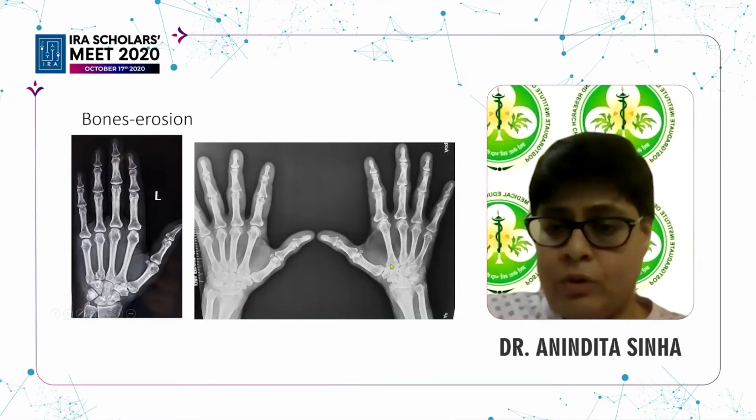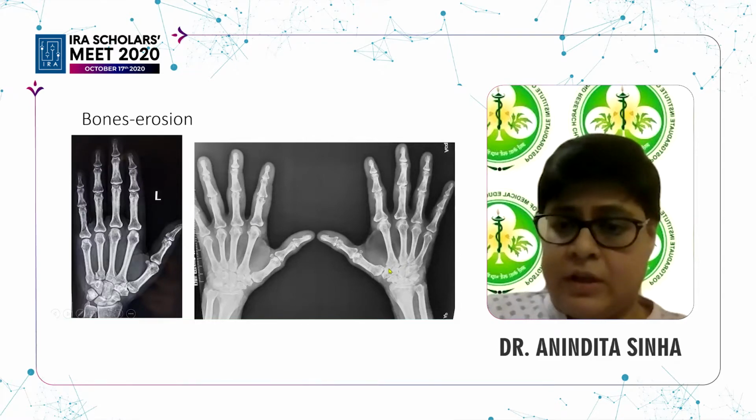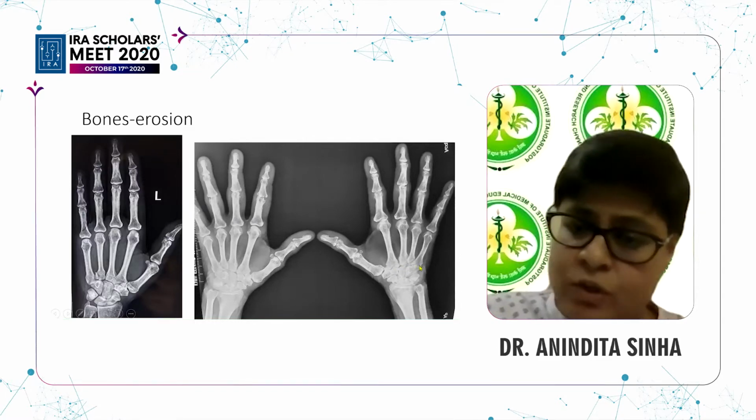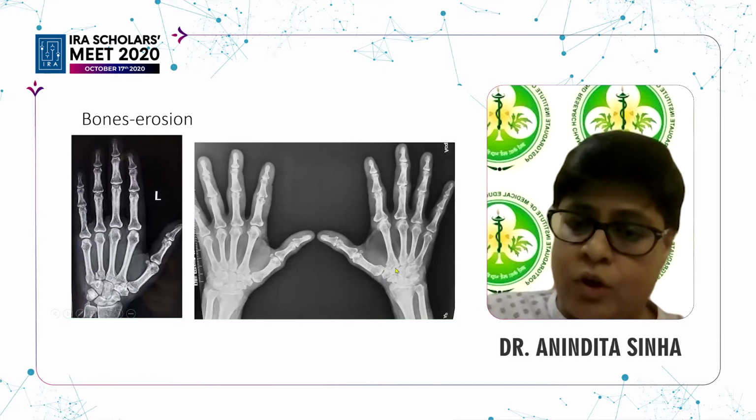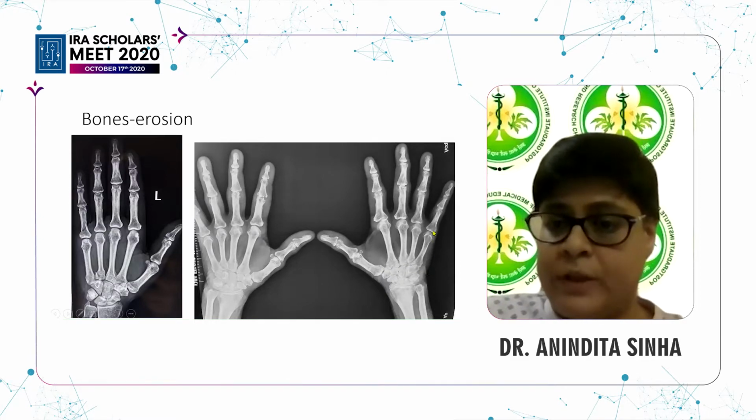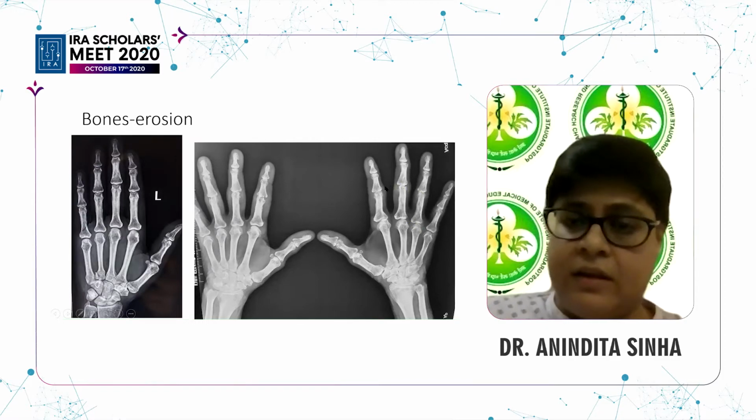Then the carpometacarpal joints. There's no smooth arc in this area, but again, the cortices should be well maintained, as should be the cortices in the metacarpophalangeal joints, as well as the proximal and distal interphalangeal joints.